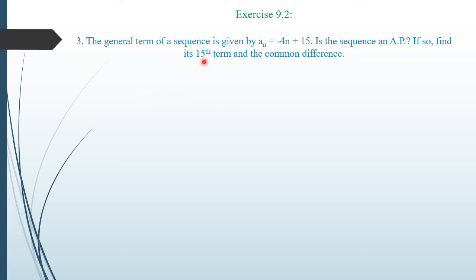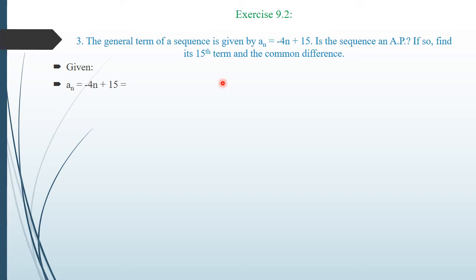In order to find the 15th term, that is a15, I want the first term, that is a1, which I can calculate using this given nth term, and n we already know is 15, and if we have the common difference we can easily find the 15th term. Let us go ahead and find how we can do that. First of all, let us note down the given data, that is an is equal to minus 4n plus 15.